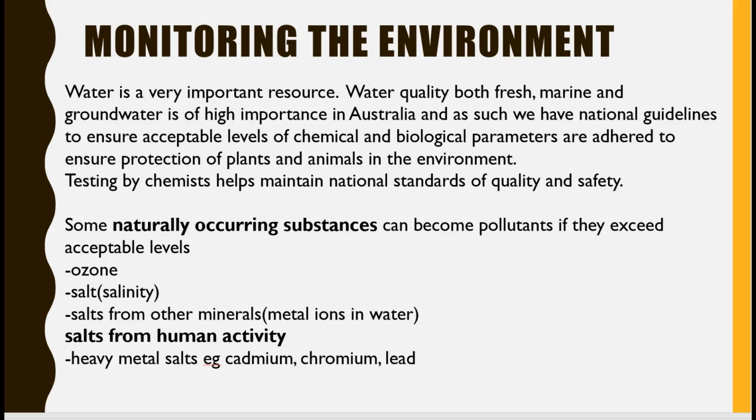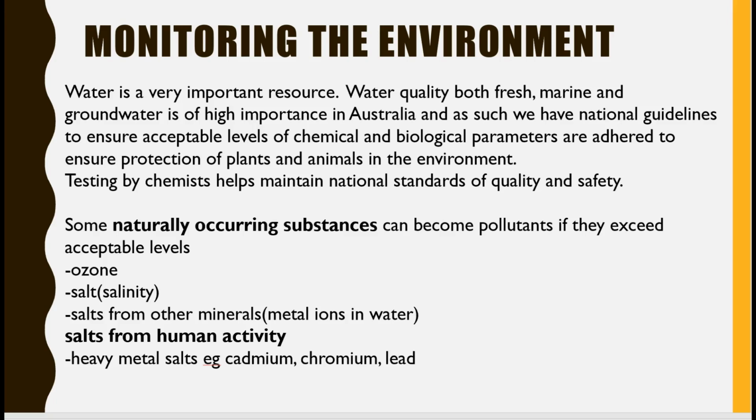Now, it's of high importance in Australia, and because of that, Australia have put down some fairly strict guidelines to ensure acceptable levels of chemical but also biological boundaries are adhered to make sure that both our plants and animals in the environment are protected. Now, testing by chemists will actually help maintain this standard, hopefully, and allow us to manage it and maintain it at a safe level.